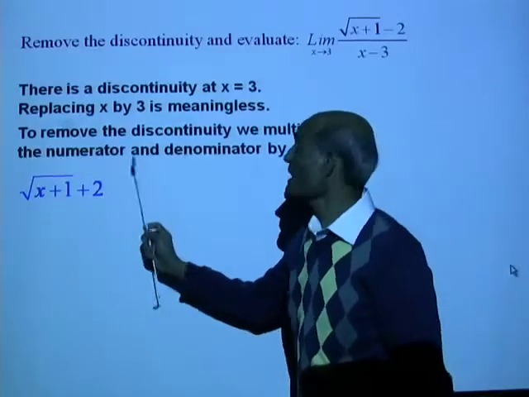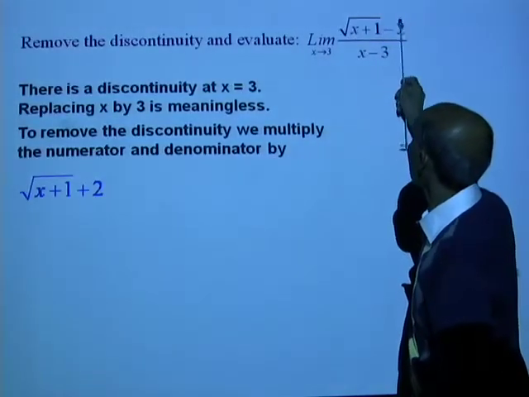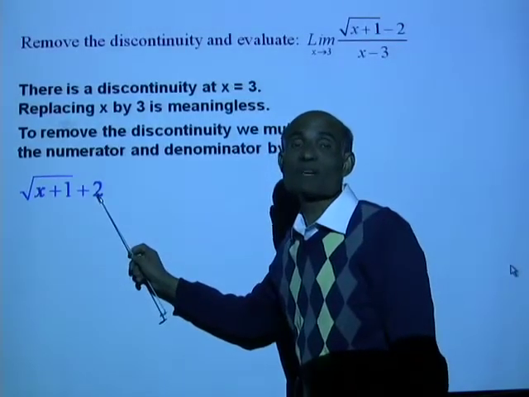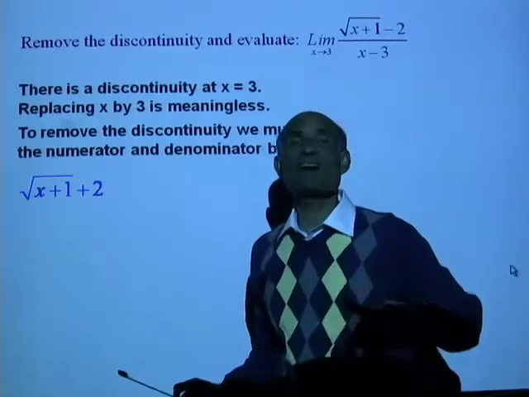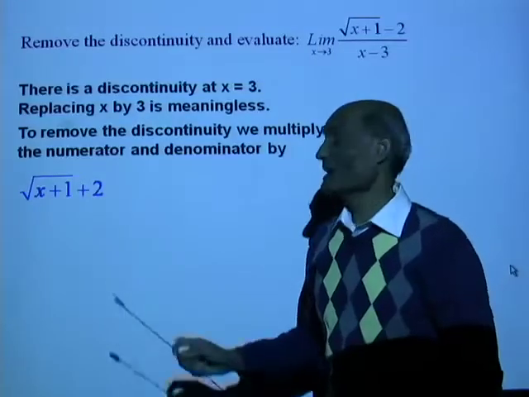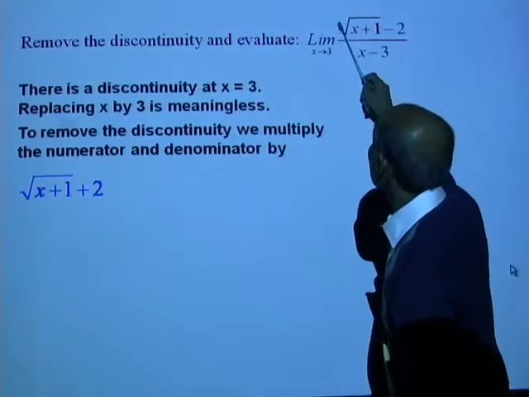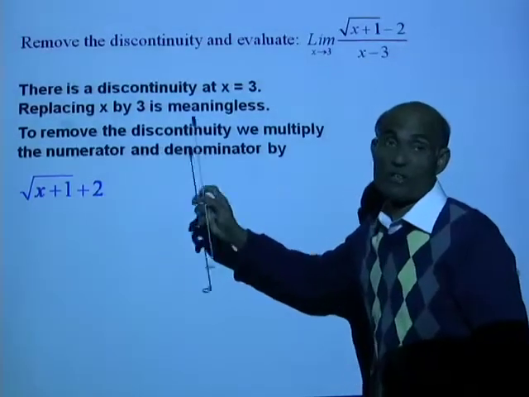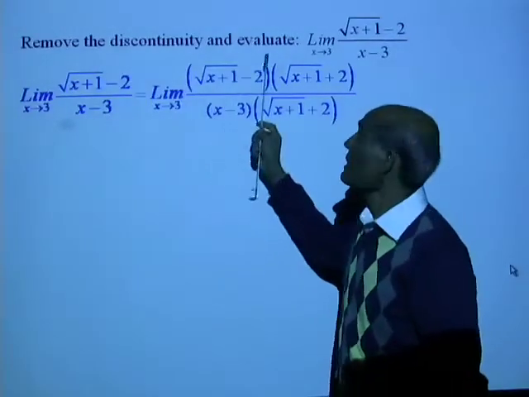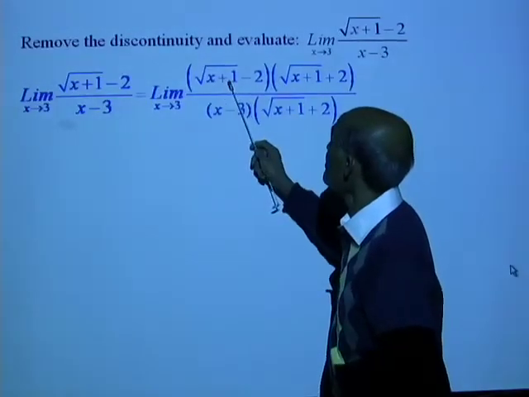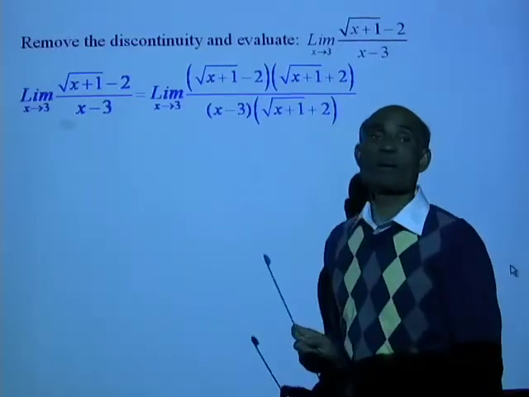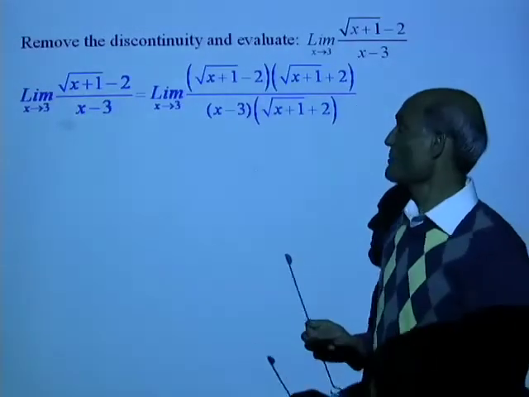Look at that quantity. And I want you to understand it like this. If this is a and this is b, this is a minus b, then this will be a plus b. What is a minus b times a plus b? It's a squared minus b squared. And that's why we are doing this. So we multiply the numerator by this quantity and also the denominator by the same quantity. Now look what we have done. Multiply the numerator by square root x plus 1 plus 2, and multiply the same at the denominator.